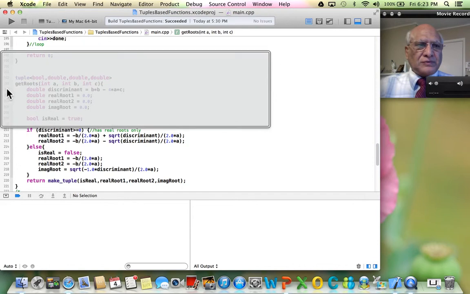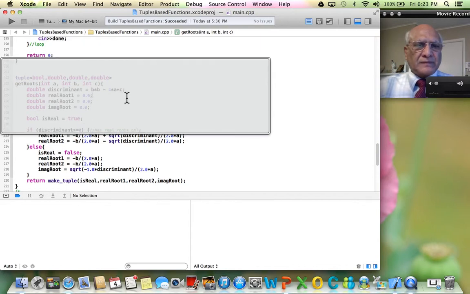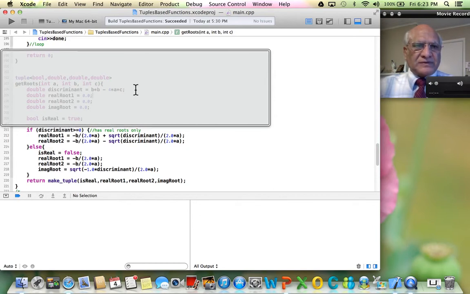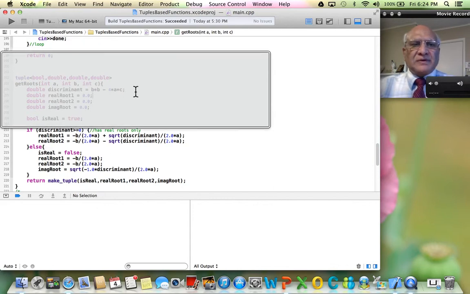On line 204, I am computing the discriminant. The quality of quadratic equations is that this discriminant can have 3 values. If this is 0, then you have just one root, which is minus b divided by 2a. If discriminant is greater than 0, then you have 2 real roots, and if discriminant is negative, then you have 2 imaginary roots.